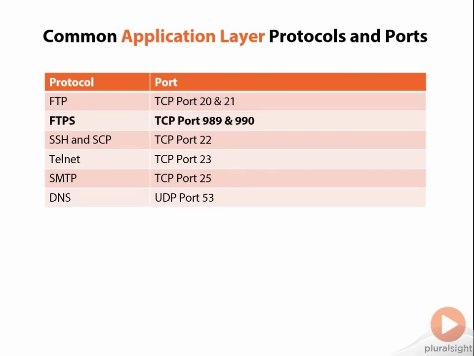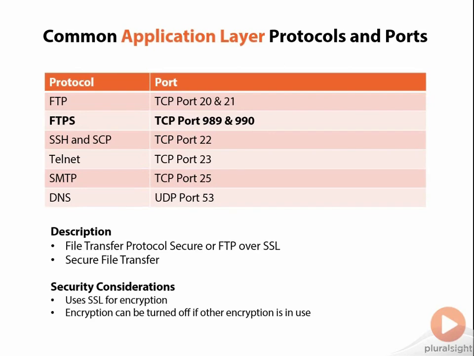The next one is FTPS, and that stands for File Transfer Protocol Secure, or FTP over SSL, depending on where you read. FTPS operates on TCP ports 989 and 990. And just like FTP, of the 2 ports, one is for data and one is for control messages. Again, it's a secure file transfer method. It uses SSL, or Secure Sockets Layer, for encryption. Now, encryption can be turned off if another encryption method is in use. So in other words, if we're using IPsec or some other method to secure our communication from client to server, then you may not need the encryption component of FTPS. So that can be turned off.